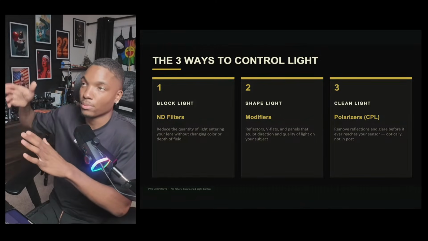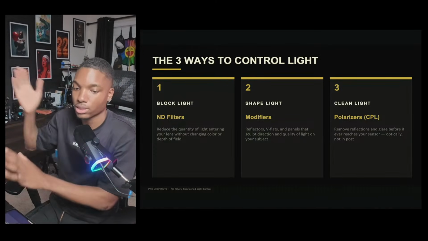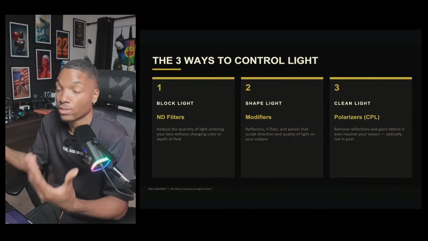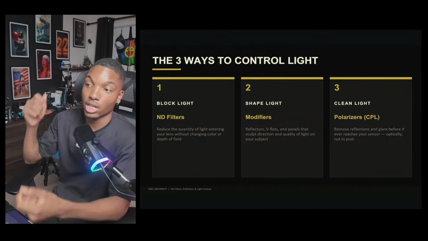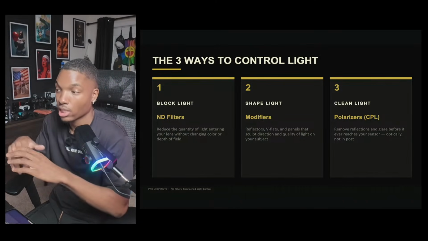You have things called flags. A flag is like a black sheet of fabric that can block off some light. You also have the diffusion sheet, which you can put up against the sun or against your light source so that it gets softer. It hits your subject a lot softer, right?